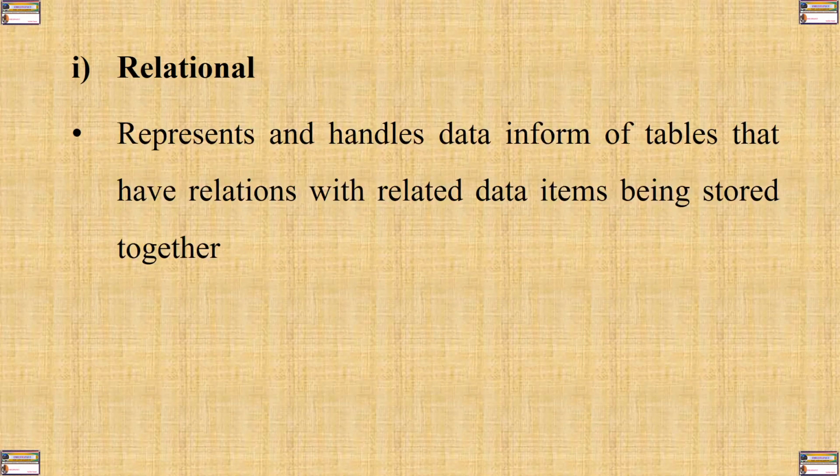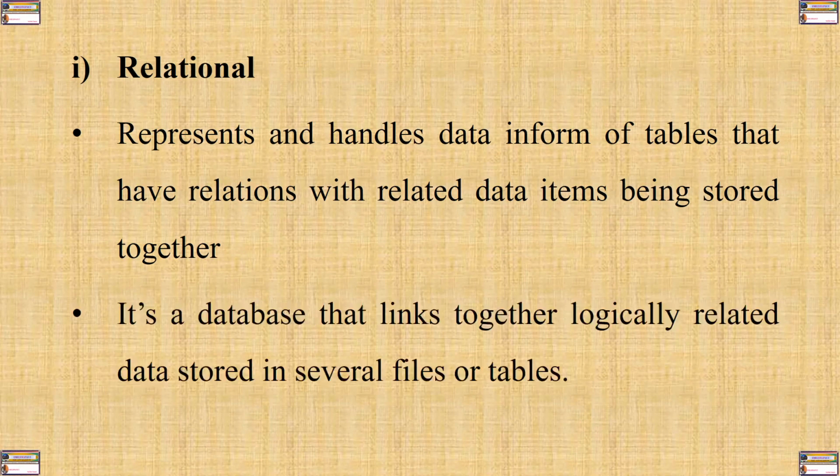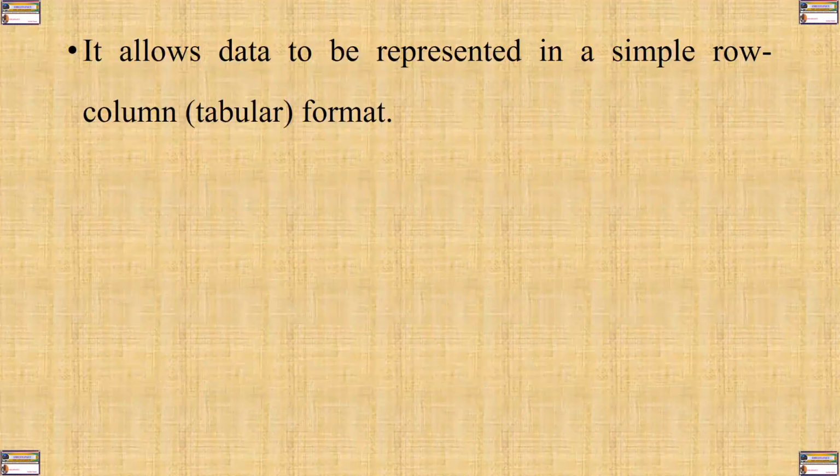In relational, the model represents and handles data in the form of tables that have relations, with related data items being stored together. It is a database that links together logically related data that is stored in several files or tables. It allows data to be represented in a simple row and column, or what we call a tabular format.